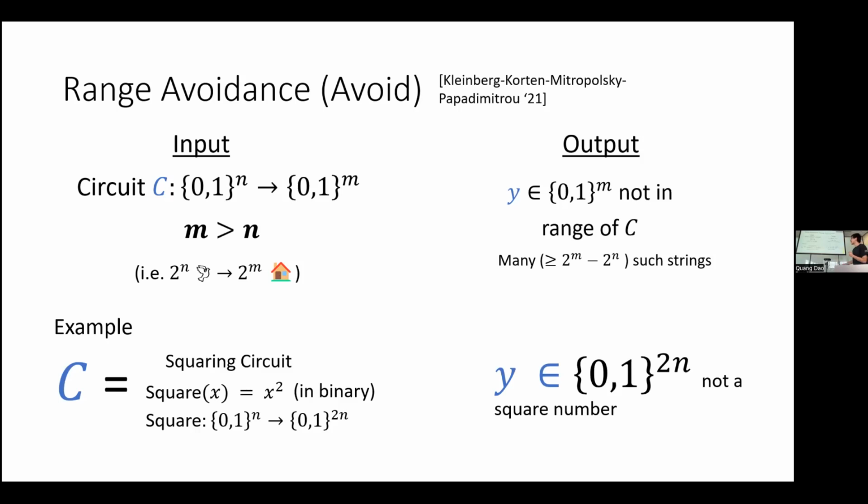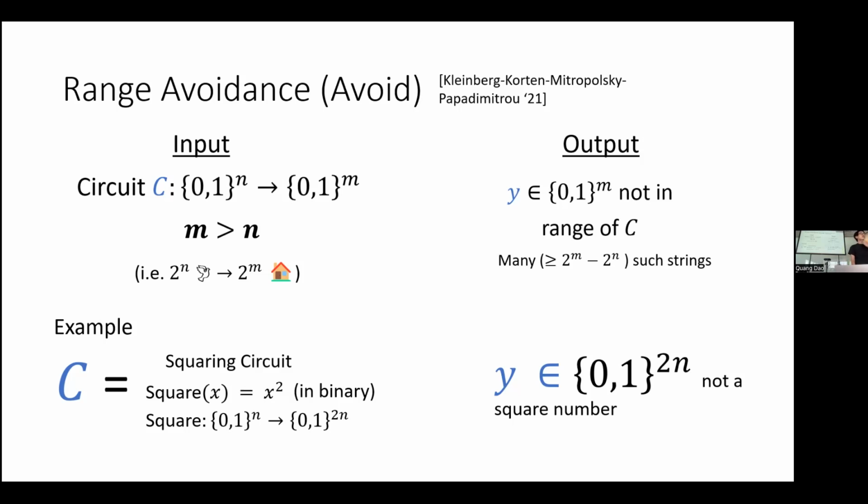So for example, if you take the circuit C to be squaring, computing the square of a number encoded in binary, then the output should be a square-free number. So this is just a simple example of this problem. Does this problem make sense?